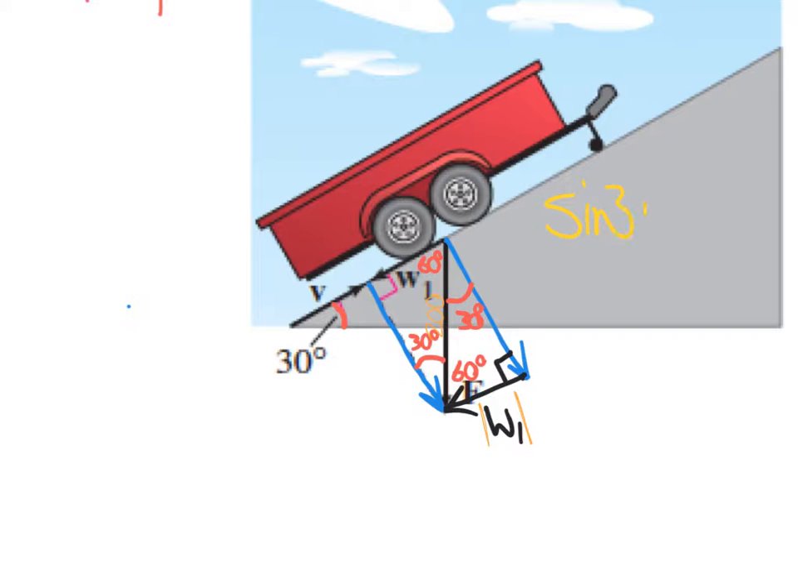Sine of 30 is the magnitude of W over 200 using our right triangle trig. So what does the magnitude of W equal? Since all of you know sine of 30 is 1/2, times 200? 100. So it's going to take 100 pounds of force to keep this thing from rolling down the hill.